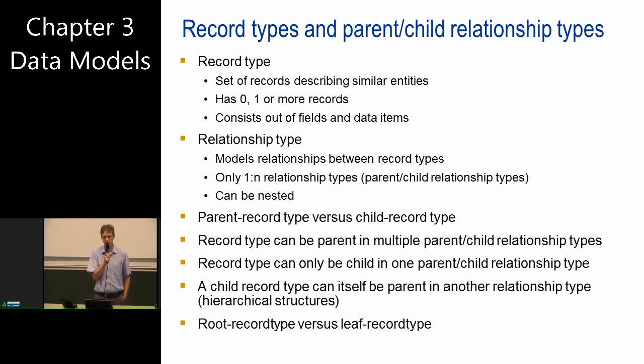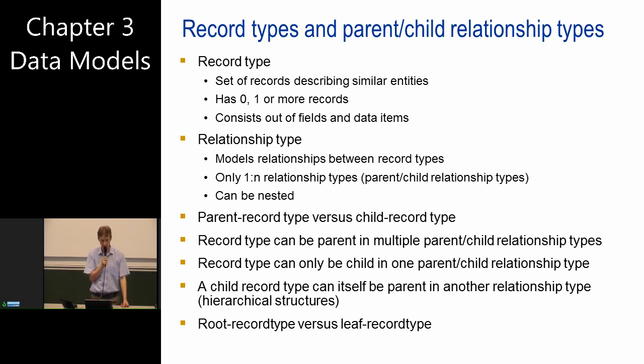Record types can be connected. Imagine that you would have a record type student and course. Well, a student can follow courses. A course can actually be followed by students. So you have two record types, student and course, which are connected. Now, these connections are modeled in the hierarchical model using relationship types, between record types. But unfortunately, the hierarchical model is not very flexible. It will only allow for one-to-n relationship types, which are what we refer to as parent-child relationship types. And in a moment, we will give some examples of that.